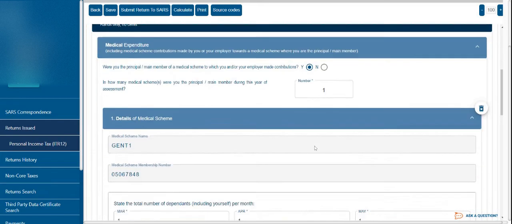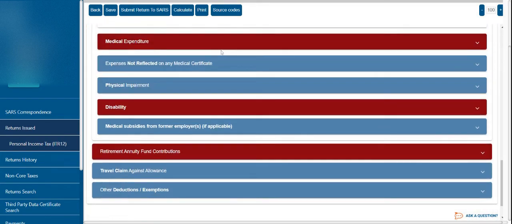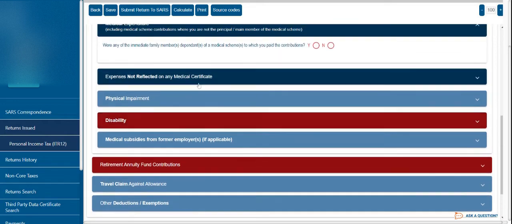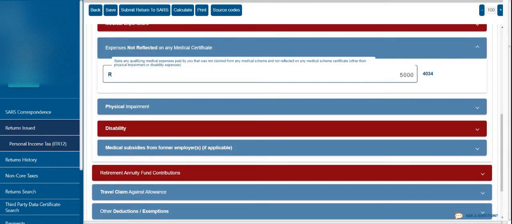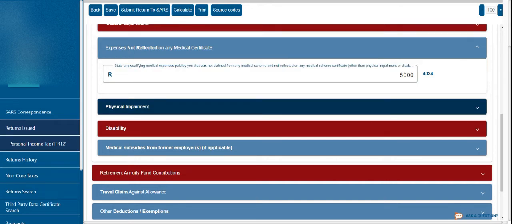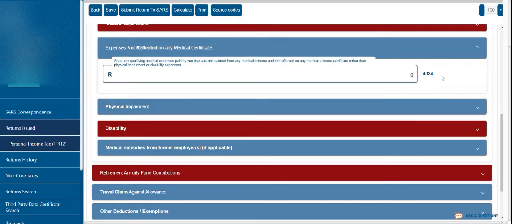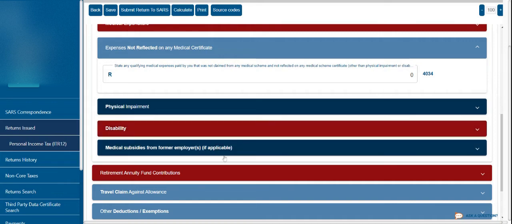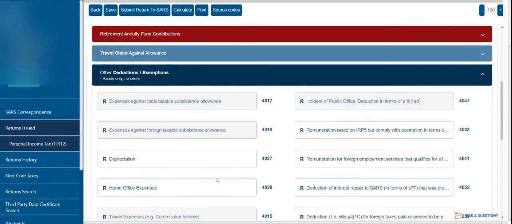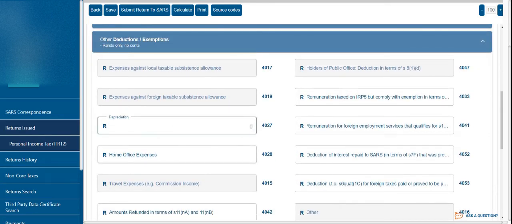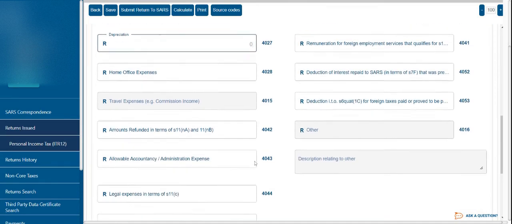Then the medical, your medical certificate should pull through, but there's a section for medical expenses that weren't reflected on your medical certificate. So if you, for instance, claimed 5,000 expenses that the medical aid didn't cover, then you'll put that there, and then you've got to prove to SARS those expenses. There's your RA. This should pull through if you were contributing towards an RA. Other deductions there, for instance, is your depreciation if you're going to be claiming that, which we spoke about in our other slides, home office. So basically it's quite self-explanatory.